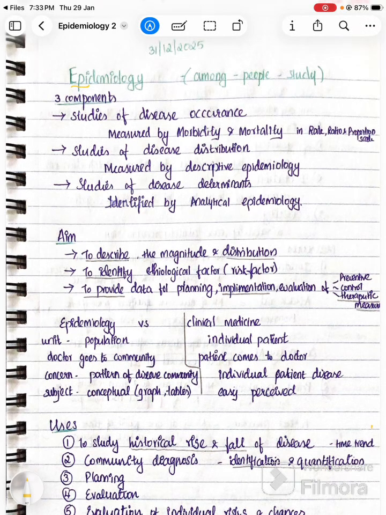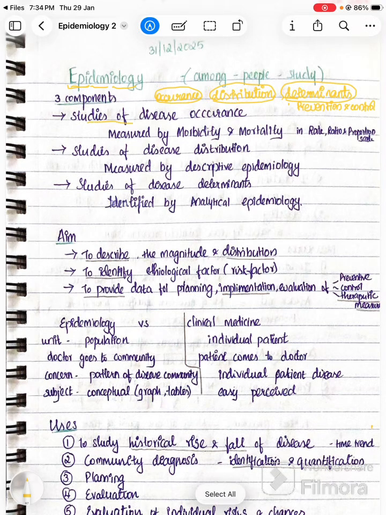Epidemiology. Epi means among, demos is people, logy is study. So epidemiology is the study of occurrence and distribution of health-related events, states and processes in specified populations, including the study of determinants affecting such processes and the application of this knowledge for the prevention and control of relevant health problems. So occurrence, distribution, determinants: these three keywords we obtained from the definition. These are the main components of epidemiology.